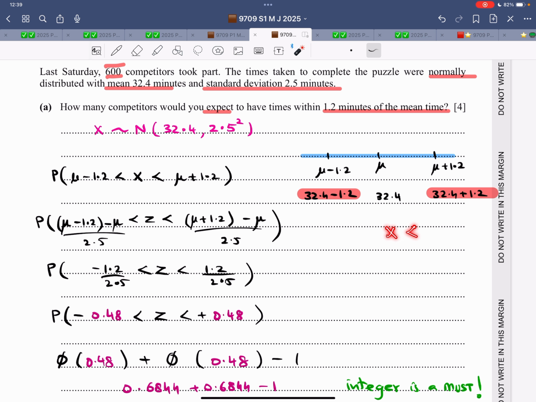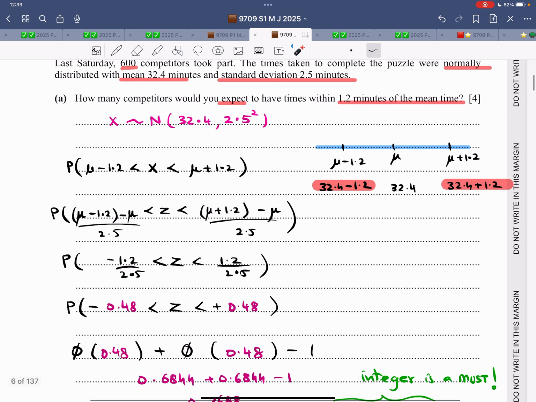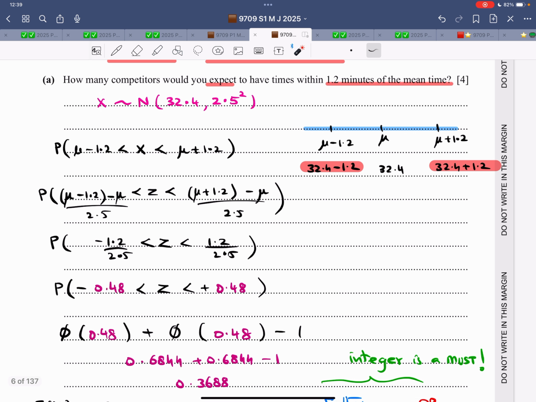So probability X lies between 32.4 minus 1.2 and 32.4 plus 1.2. When you standardize, you will still be getting this thing and this thing. What I want to work with is just symbols. Mu plus 1.2, mu minus 1.2. Standardize, we subtract the mean. So it doesn't make a difference if I write mu over here, if I write 100 over here, if I write 32.4 over here, it will cancel out. So what am I left with? I'm left with this value, 1.2 and negative 1.2, divided by 2.5.